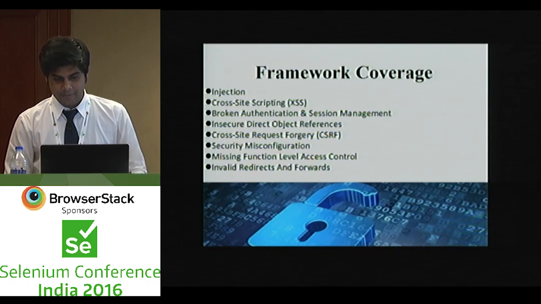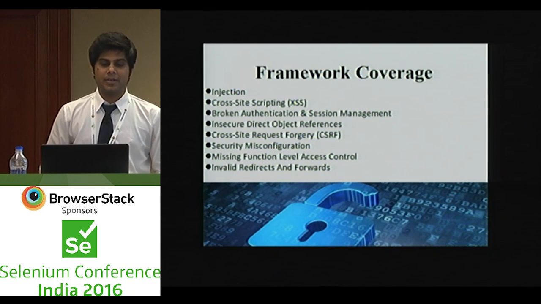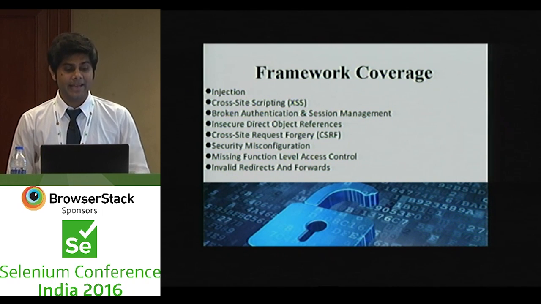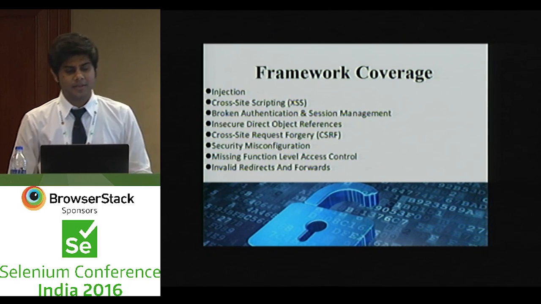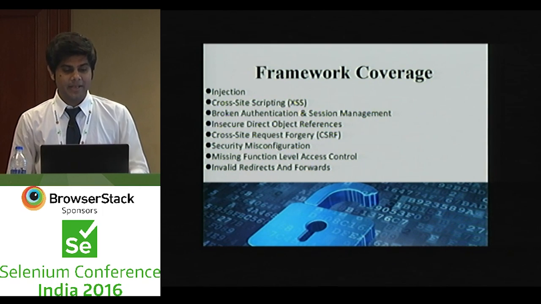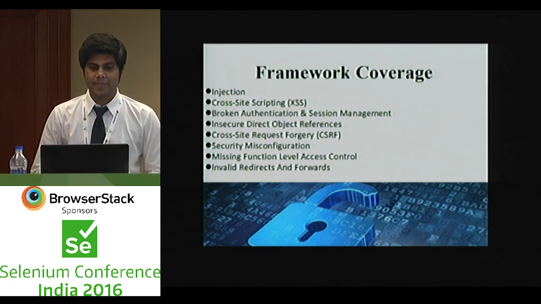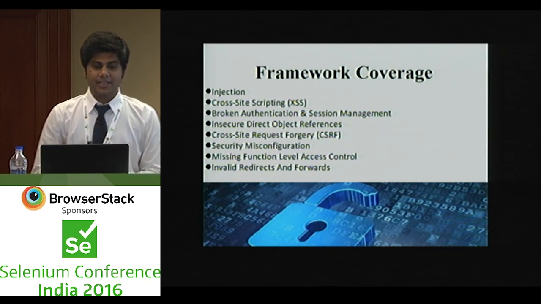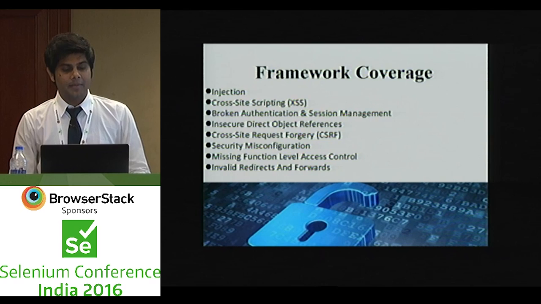So here is the framework coverage. Actually, this framework covers approximately 80% of the OWASP top 10 list. Not all, but approximately 80%. And these are not all; this framework can cover other vulnerabilities which are not listed here. But these vulnerabilities are from the OWASP top 10 list, like different kinds of injections, cross-site scripting, broken authentication and session management, insecure direct object references, cross-site request forgery, security misconfiguration, missing function level access control, and invalid redirects and forwards.